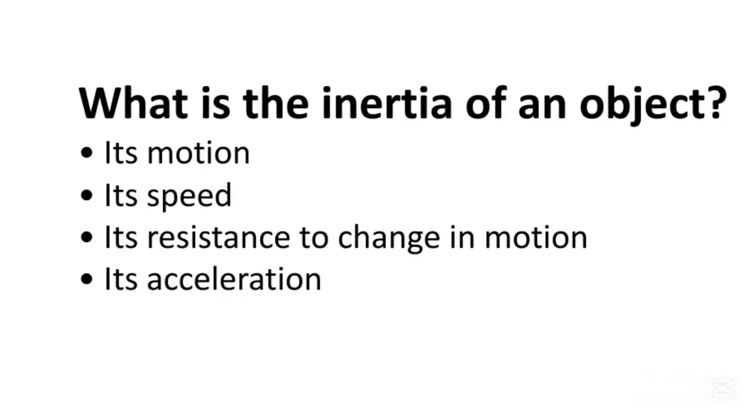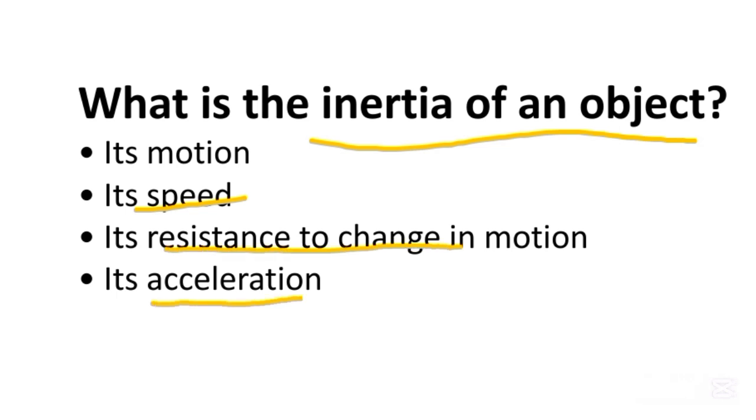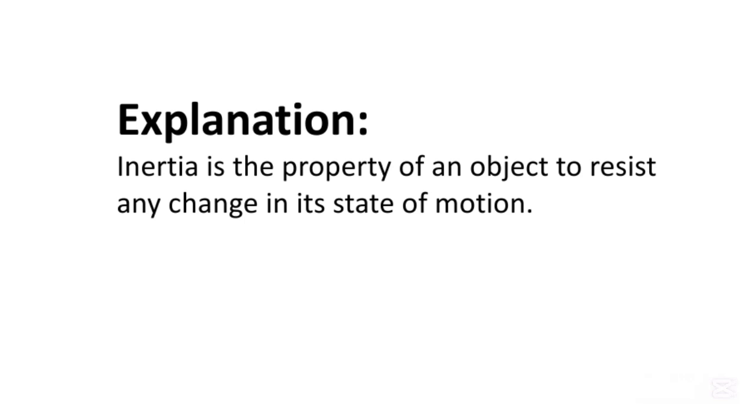Next MCQs. What is the inertia of an object? Its motion, its speed, its resistance to change in motion, its acceleration. So correct option: its resistance to change in motion. Inertia is the property of an object to resist any change in its state of motion.